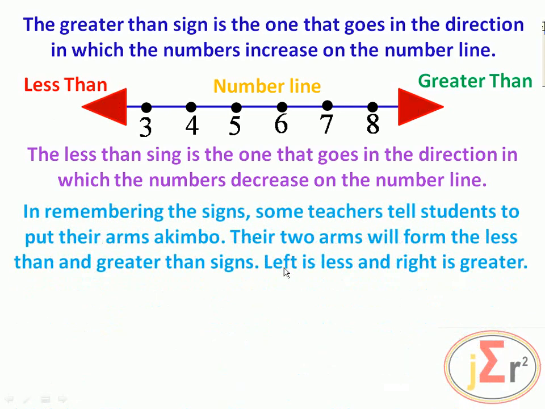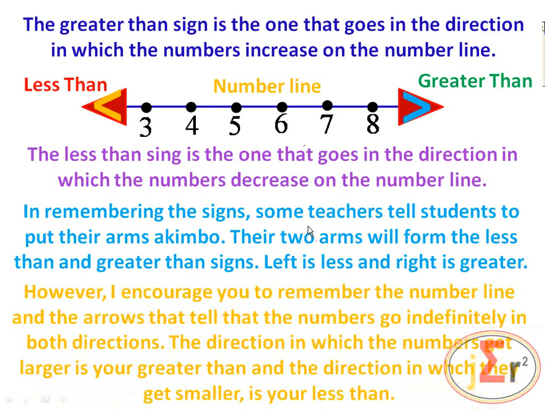In remembering the signs, some teachers tell students to put their arms akimbo. Their two arms will form the less than and greater than signs. Left is less and right is greater. That is how some teachers say it. However, I encourage you to remember the number line and the arrows that tell that the numbers go indefinitely in both directions. The direction in which the numbers get larger is your greater than, and the direction in which they get smaller is your less than.